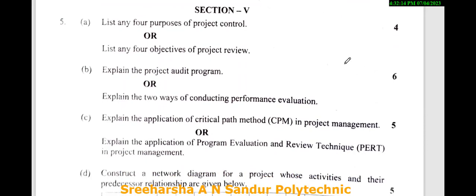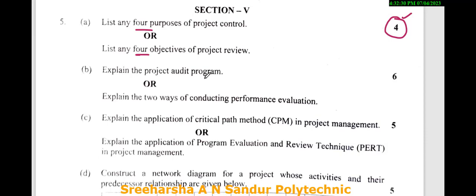Then coming to this, list 4 purposes of project control. Since they have mentioned here very clearly how many you have to write, and you can also see for every list 1 point, you will get 1 mark.